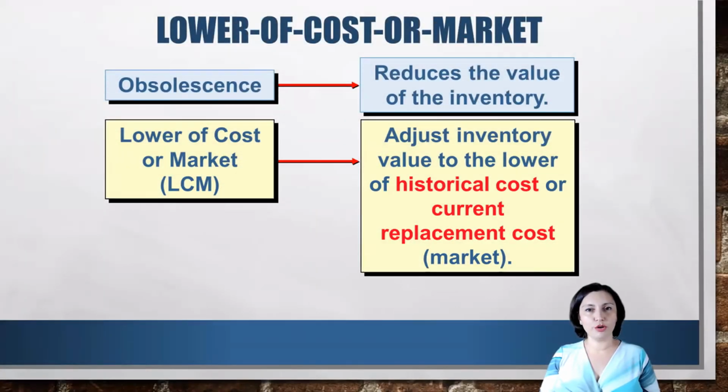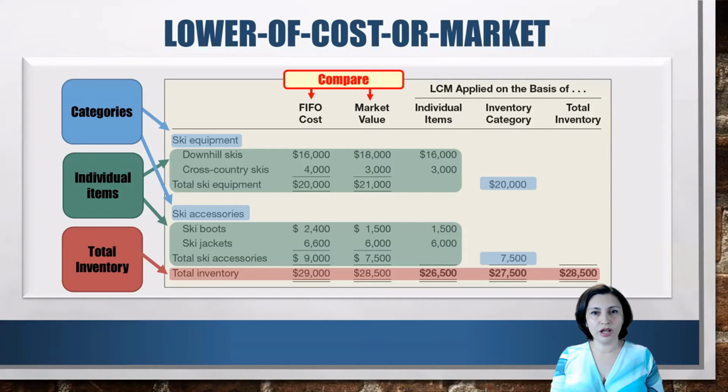In addition to recording write-offs due to obsolescence, companies also make sure to adjust the inventory value to the lower of cost or market. Cost is determined using one of the methods we already discussed: specific identification, FIFO, LIFO, or average cost. Market is defined as the current replacement price of the inventory. Reporting inventory at the lower of cost or market follows the conservatism principle by not overstating the value of assets. The lower of cost or market rule can be used in conjunction with any cost assumption.